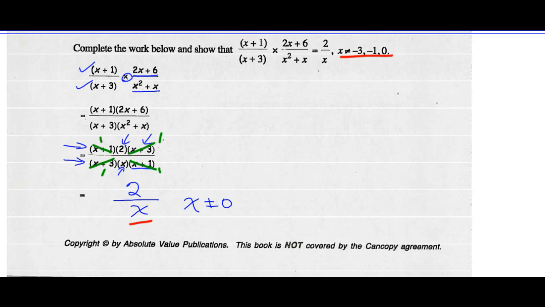Our mistake was we simplified this statement before we stated our non-permissible values. So before you start dividing out any common factors, we should state our non-permissible values. So x can't equal 0. That's correct. But x also can't equal -3, so we should also have that. And x also can't equal -1, so we should have that. So we should state our non-permissible values before we start reducing any like terms in our numerator and denominator.